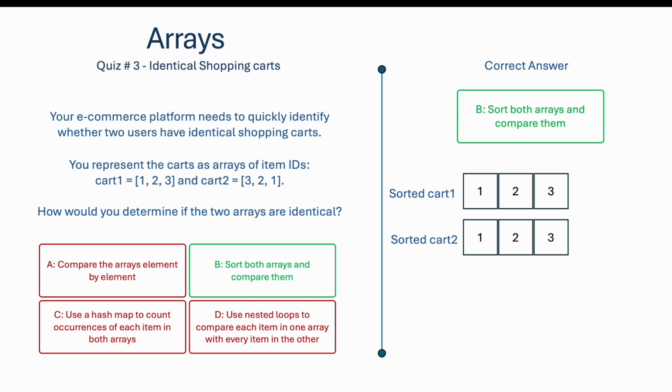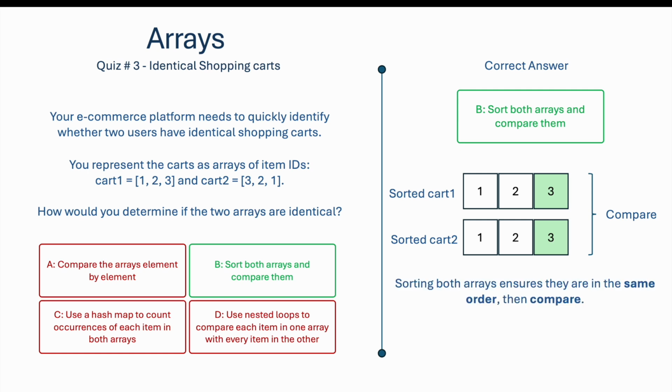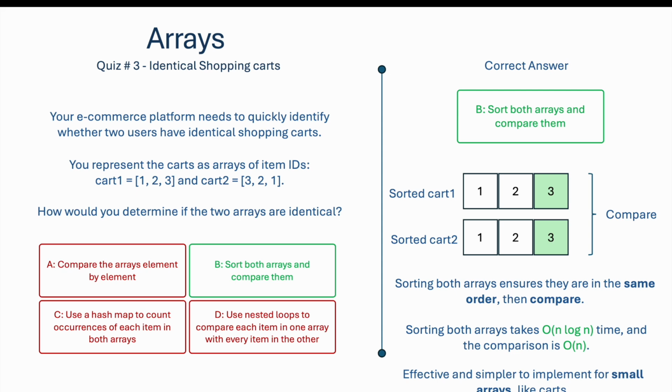So here we compare index by index. If each of the values in the indexes of the two arrays are identical, then we say that the carts are the same. Otherwise, they are not. Sorting takes order of n log n time and comparison is order of n. So basically it's an order of n log n solution. This is effective for simpler and small arrays like carts.